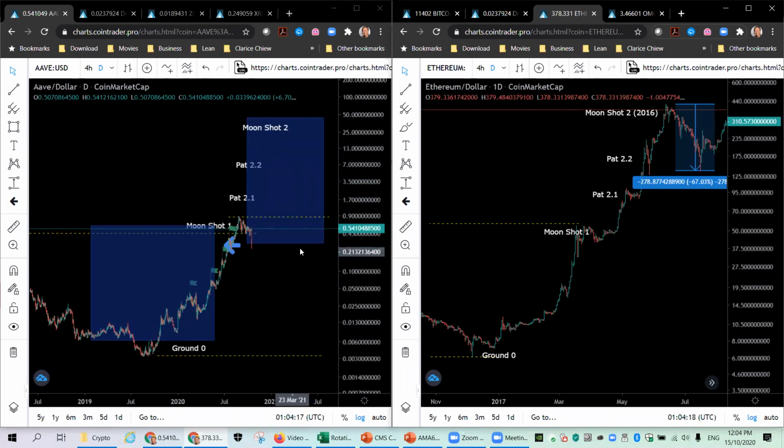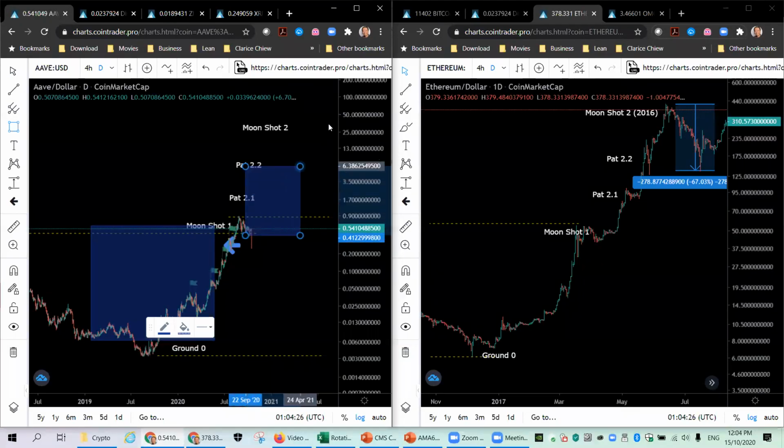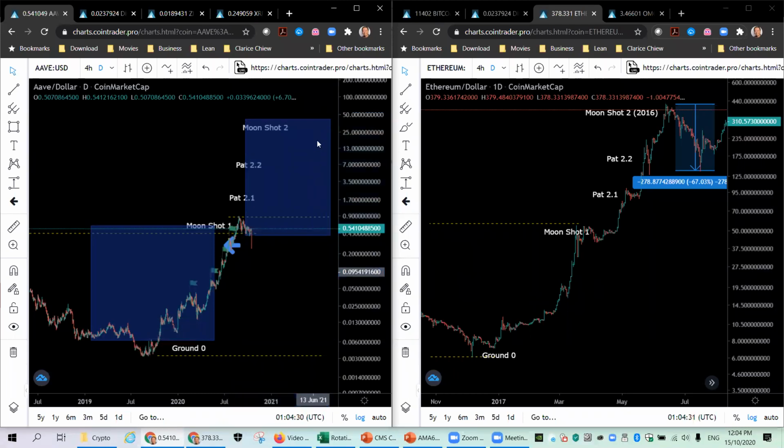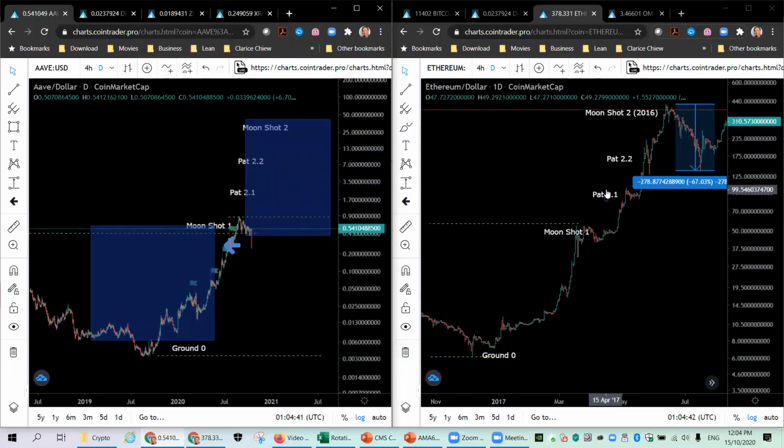If this whole analysis is correct, and I put the size of the box there and forget about a week, you're talking about $40 here. Pattern 2.1 is somewhere around there. Pattern 2.2 is somewhere around there. That's a beautiful picture. What do you say, Muhammad? Yeah, definitely. So beautiful.